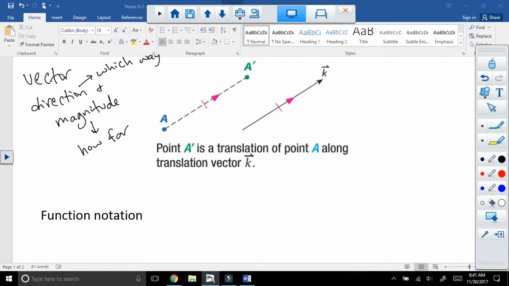So that definition of translation says that it's going to have the same length as the vector, meaning it's going to travel the same magnitude, the same direction, and it's going to be parallel to the vector, meaning it's going the same way. So we have both of those things going on. This is an example of a vector where it's showing you that it's going up and to the left, or sorry, up and to the right. And then this point is going that same direction for that same distance.